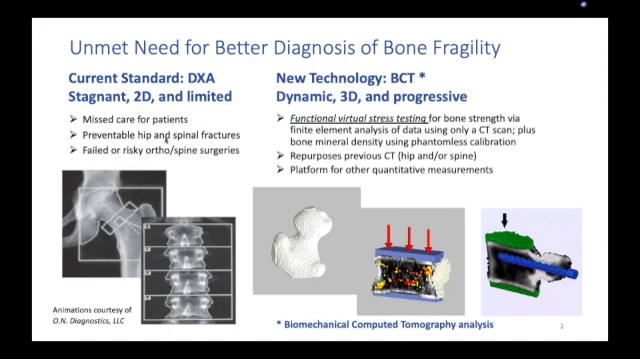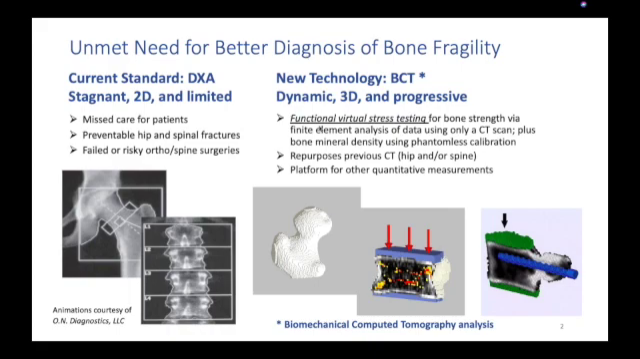So DEXA is the dominant test that's used to diagnose osteoporosis, but it's limited. People don't get tested enough with DEXA, and the test itself, being two-dimensional, has some inherent limitations. So BCT is based on, as you can guess, a CT scan, and it's fully three-dimensional in that respect. So it has the potential to work better than DEXA, and I'll show you some data on that.